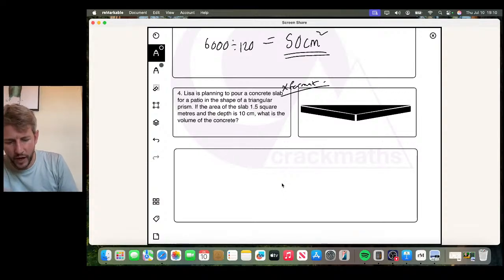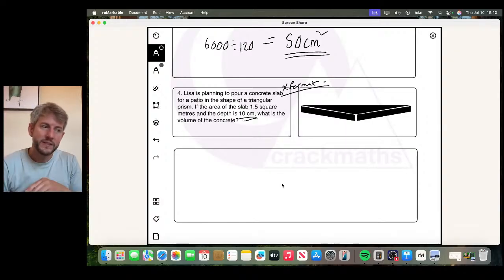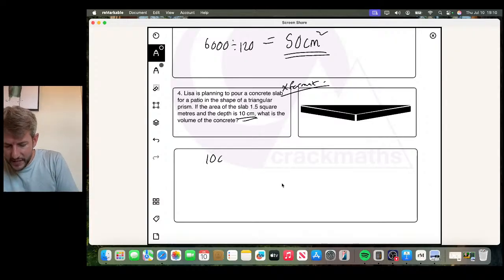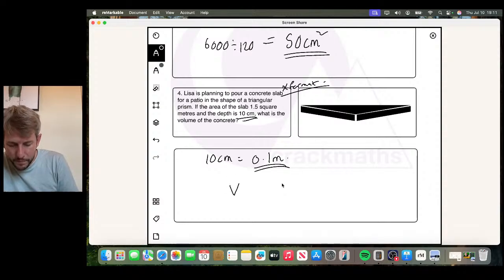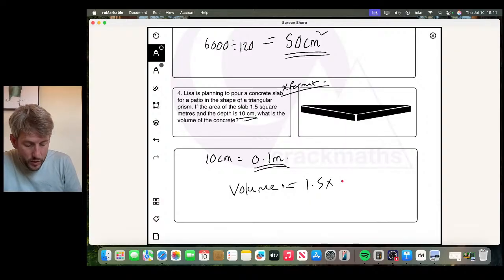So here we go. We know that the area of the slab is 1.5 square meters. The depth is 10 centimeters. Okay, what is the volume? Okay, we've got to pick a unit. We can either do meters or centimeters. Because the area is in square meters, it's a bit messy. So I'm going to go with meters. So 10 centimeters equals 0.1 meters. So it's much easier to work in meters with this one. So the volume will be 1.5 times 0.1, okay, and that's going to be 0.15 meters cubed.